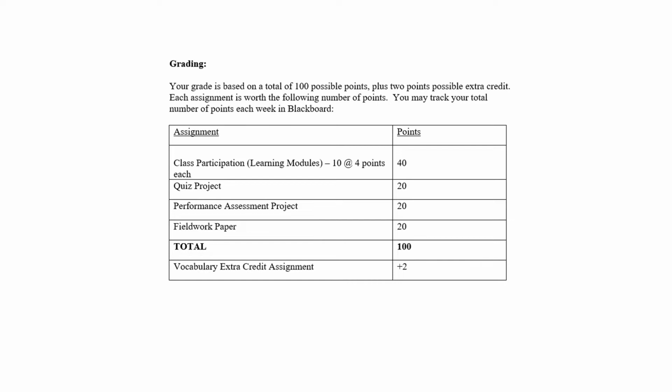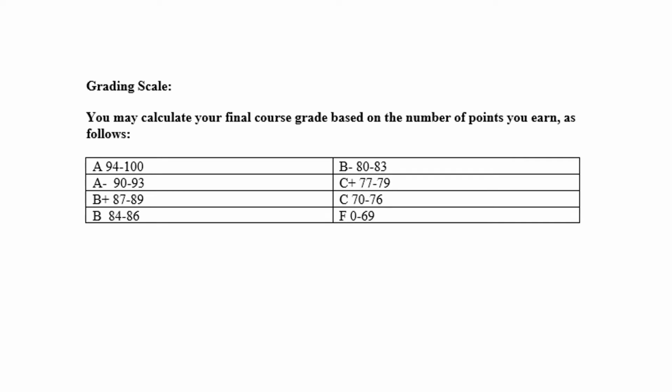On top of that, there's an extra credit opportunity worth 2 points, the vocabulary. So your total possible score in this class is 102. You can refer to my grading scale and see what your score is. If you earn a 90, you would be earning an A- in the course. I remind you that this is a graduate course, and so even if you were an undergraduate, you would have to earn at least a 70 to pass it.